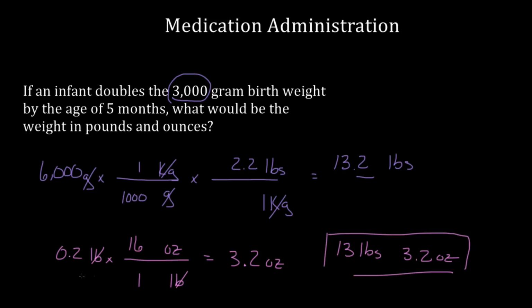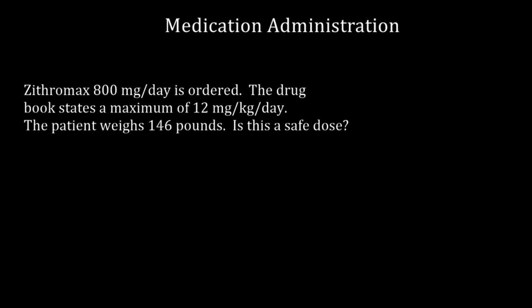Okay, let's try another example. Zithromax 800 milligrams per day is ordered. The drug book states a maximum of 12 milligrams per kilogram per day. The patient weighs 146 pounds. Is this a safe dose?